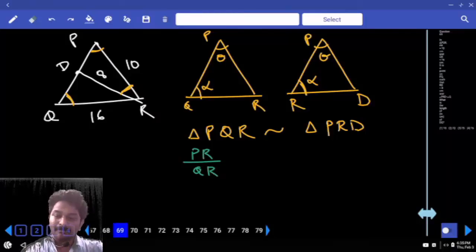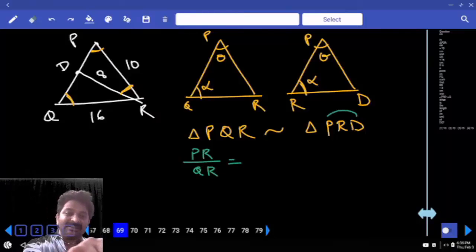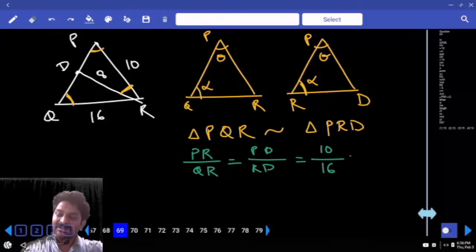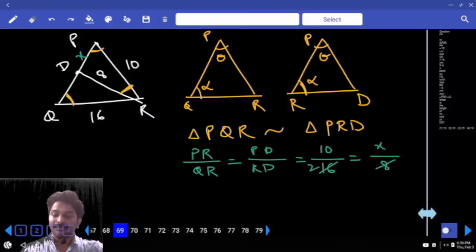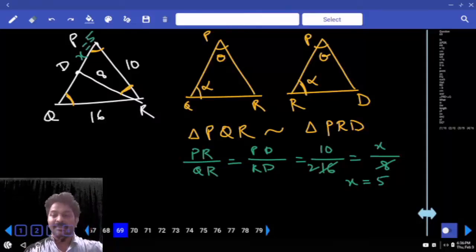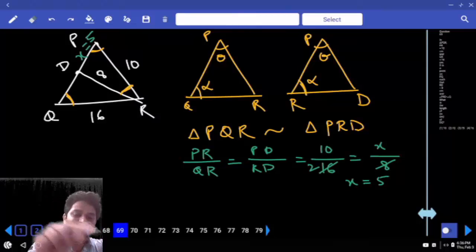Must be equal to first and third PD, then second and third RD. PR is 10, QR 16 is equal to PD, let me take it as X, X by RD 8. 8 twos are 16, 10 by 2 is 5. So we got X is equal to 5. Next, I'll choose the other combination here.